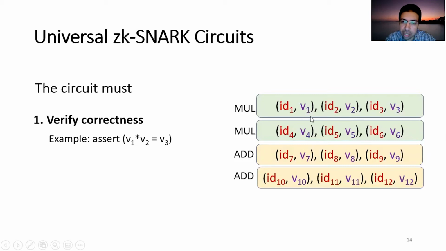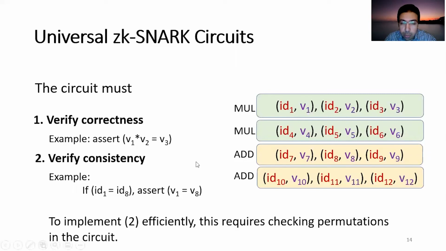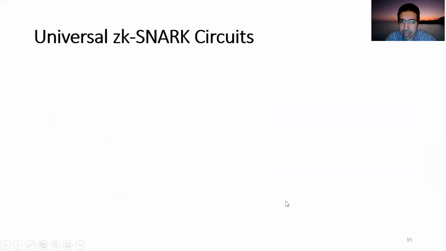The circuit will have to check the correctness. So for every operation, it has to check that it has been done correctly. For example, for the first one, it needs to check that V1 times V2 is equal to V3. The second check is that it needs to verify consistency, which is that the variables that have the same IDs are going to have the same values across all the circuit. To implement step number 2 efficiently, or the second constraint here efficiently, this requires checking permutations in the circuit.